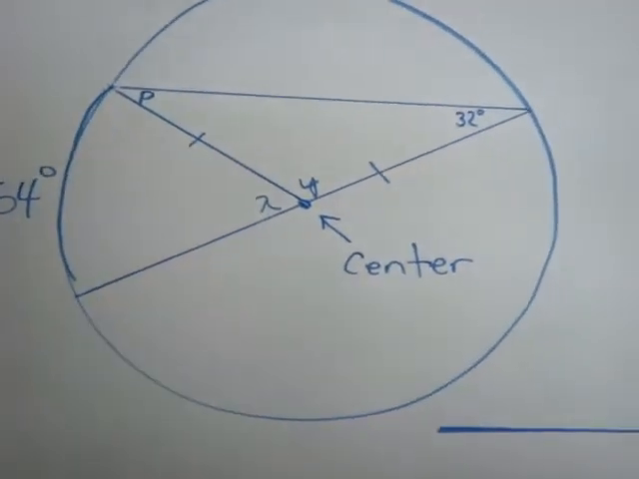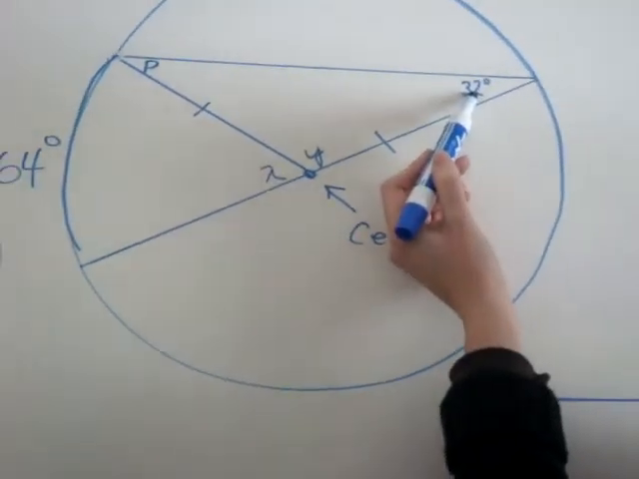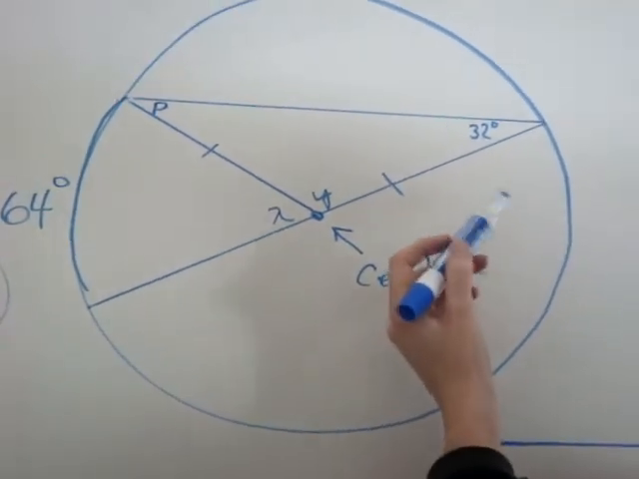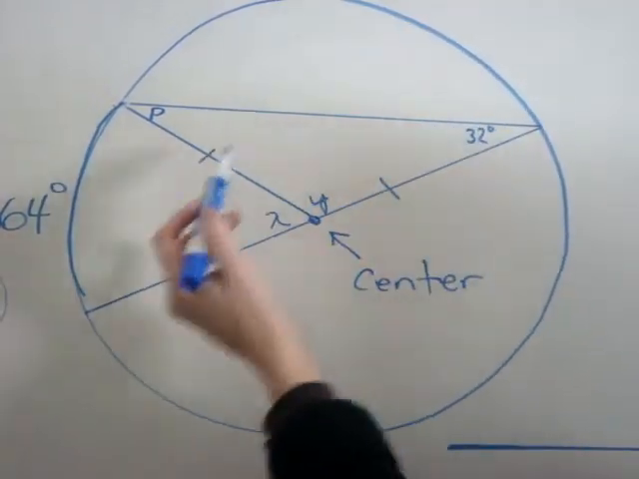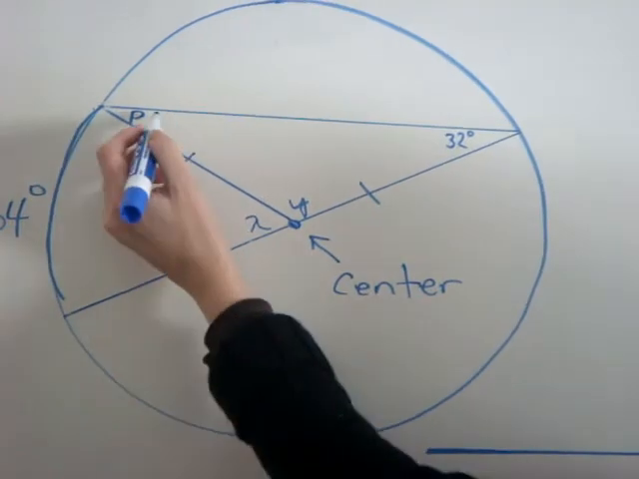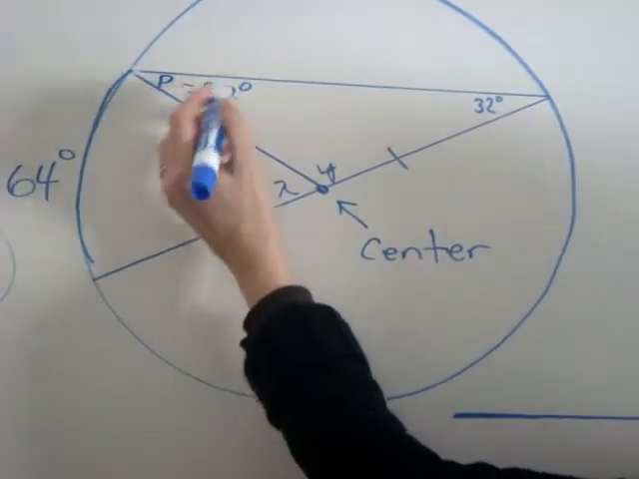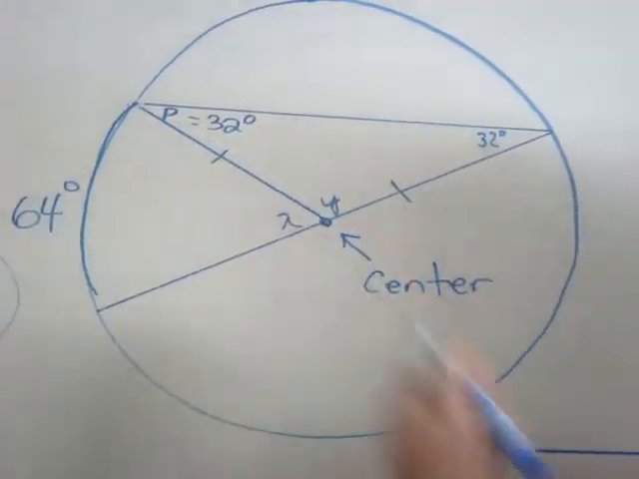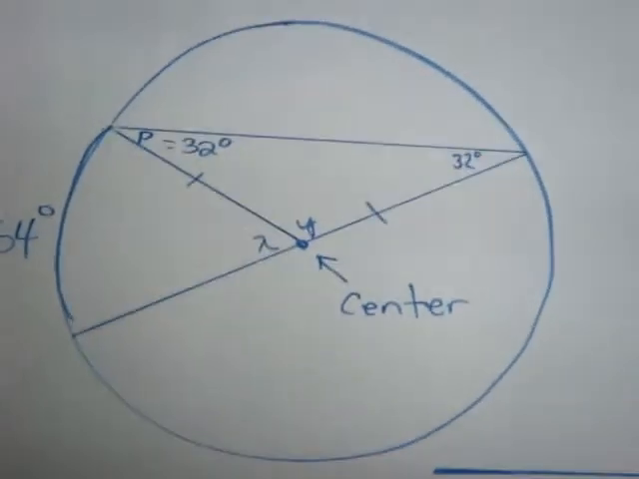Now we're going to work backwards. This was the only piece of information that they gave us. Another thing we could figure out is if this is a triangle with these two sides equal, then P has to equal 32. If the sides are equal, the angles opposite them are going to be equal.